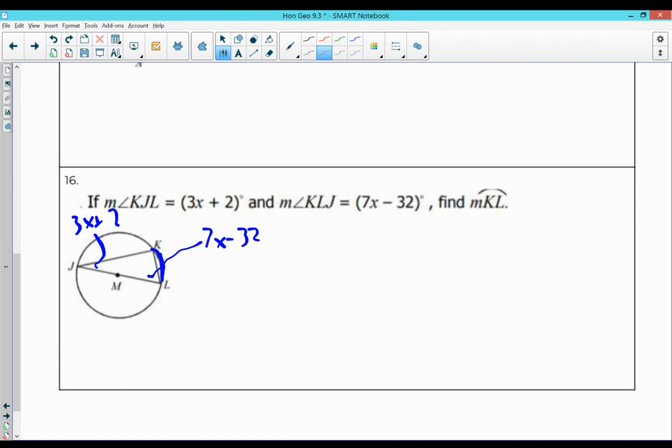But we do know, because this is the diameter, that this is going to be a right angle. And that means that these two angles are going to be complementary. So I'm going to add them up and set them equal to 90. So 3x plus 2 plus 7x minus 32 has to equal 90.